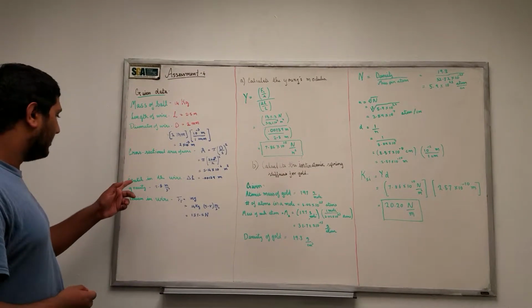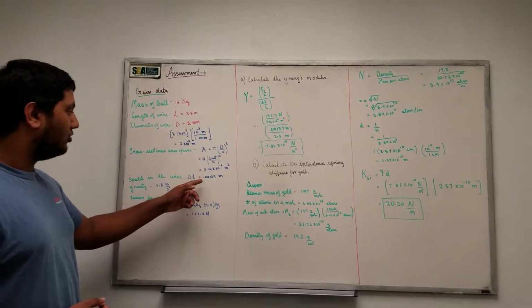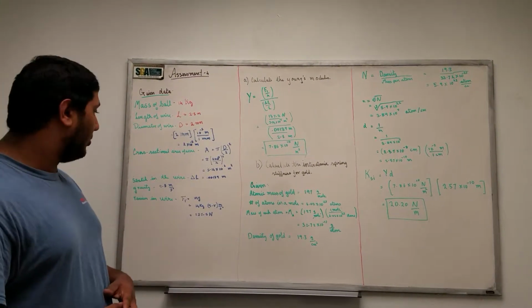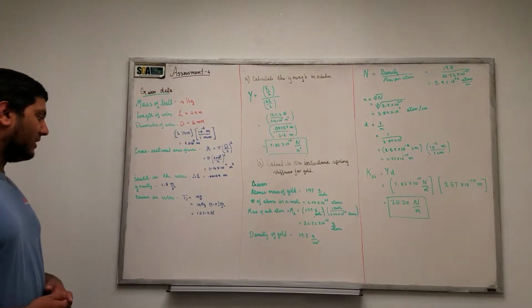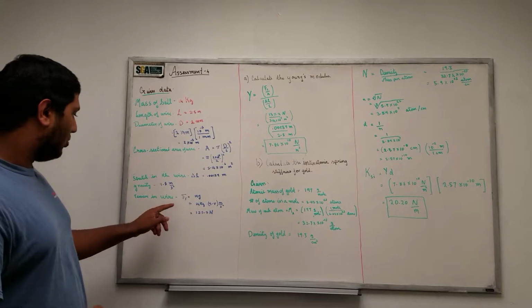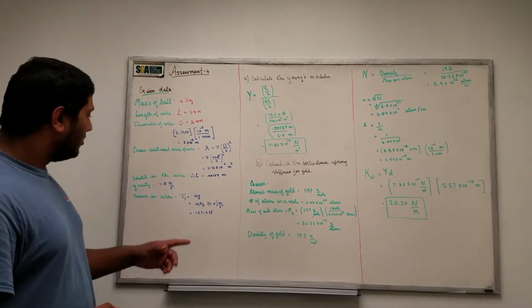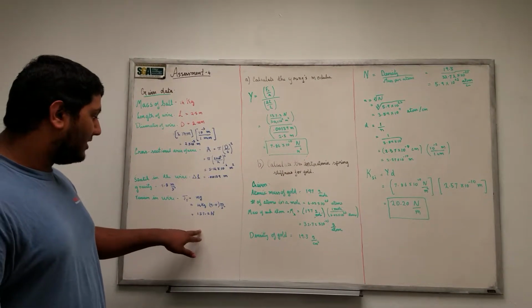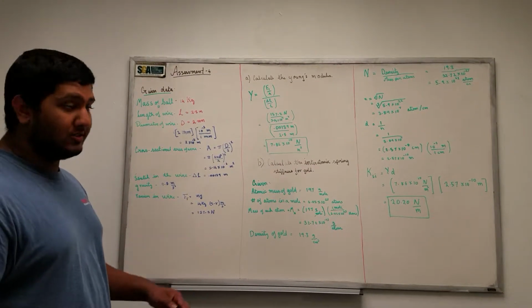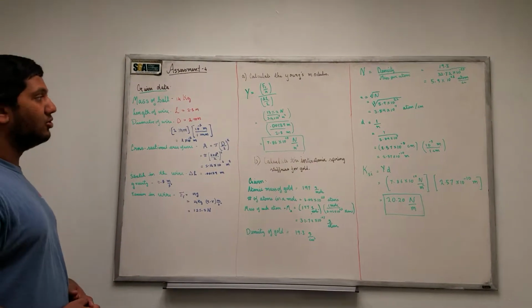And the stretch in the wire, the change in length, which is given, is 0.001339 meters, and gravity is 9.8 meters per second squared. The tension in the wire, F_T, is mass times gravity, so 14 times 9.8, which gives us a value of 137.2 newtons. With this information, we can calculate the Young's modulus.